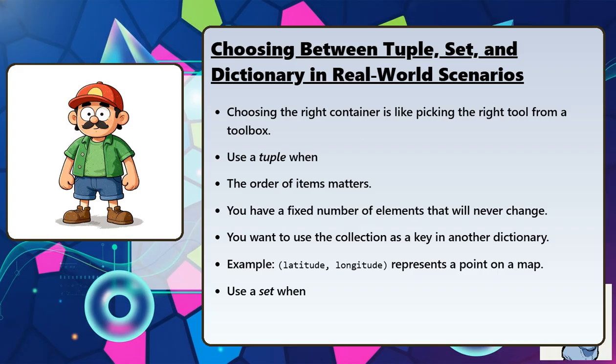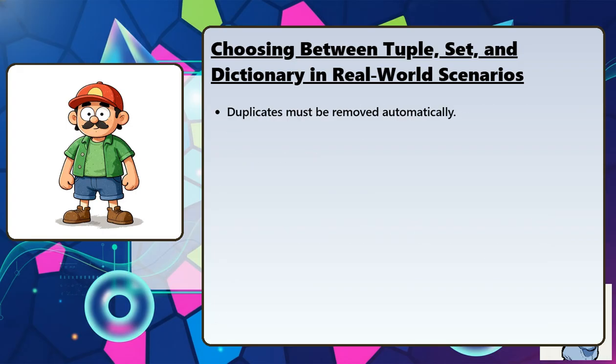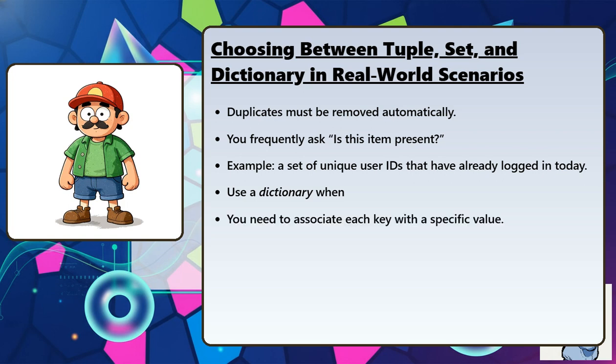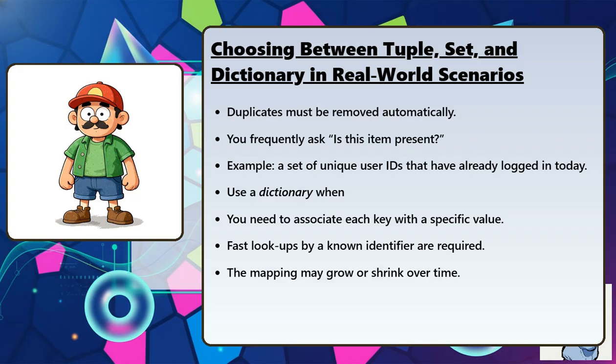Use a set when you care only about what is in the collection, not the order, duplicates must be removed automatically, or you frequently ask, is this item present? Example: a set of unique user IDs that have already logged in today. Use a dictionary when you need to associate each key with a specific value, fast lookups by a known identifier are required, or the mapping may grow or shrink over time. Example: {"apple": 3, "banana": 5} storing inventory counts.